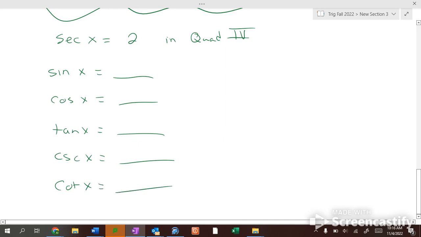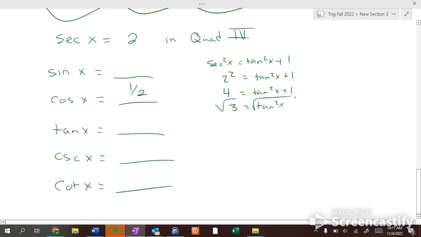All right. What's easiest to find? Cosine. What's cosine? 1/2, right? It's just the reciprocal of 2. Okay? Now, secant and what are in a Pythagorean identity together? Secant and tangent. So I know secant squared of x equals tangent squared of x plus 1. So 2 squared equals tangent squared of x plus 1. So this is 4 equals tangent squared of x plus 1. Subtract 1. 3 equals tangent squared of x. So if we take the square root of each side, tangent of x equals square root of 3.